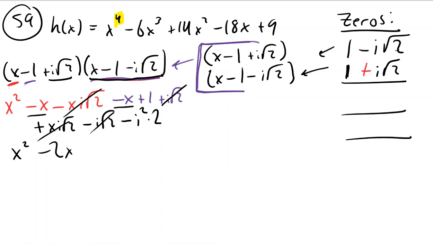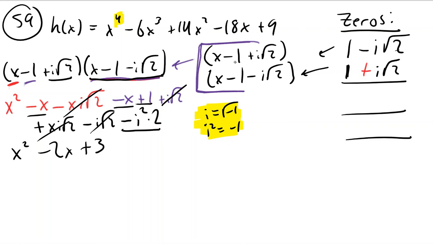a minus 2x, and then right here we have to remember if I is the square root of negative 1, then I squared would be negative 1. Square root of something times the square root of itself just gives you that thing. So this is really like a plus 2. So this plus 2 combines with this plus 1 and gives me a plus 3.